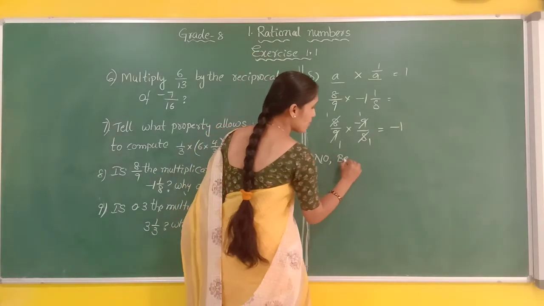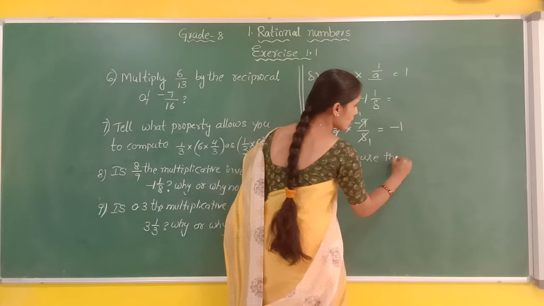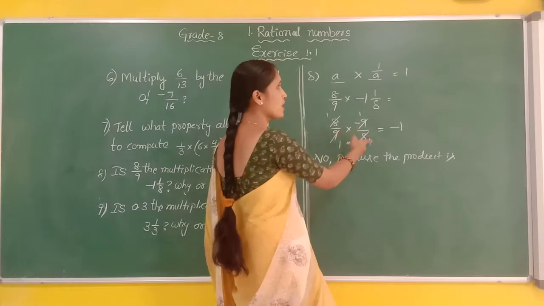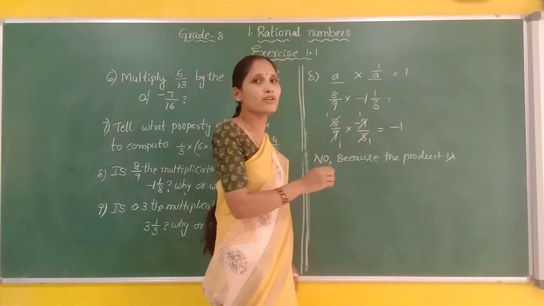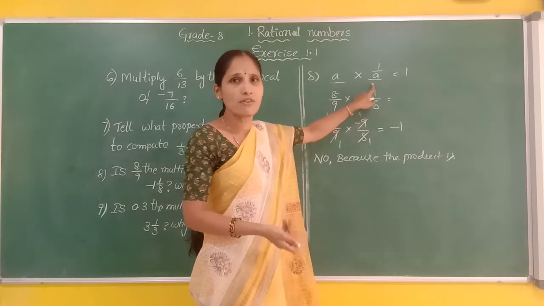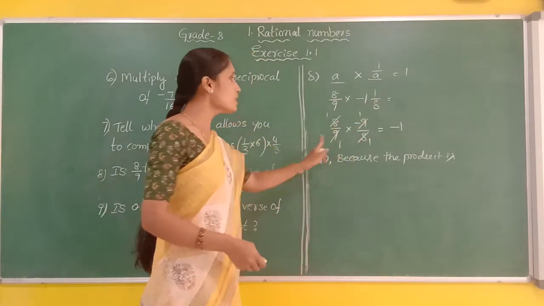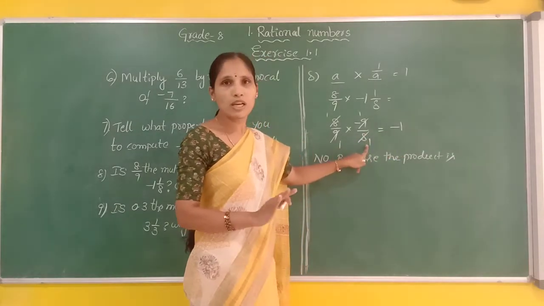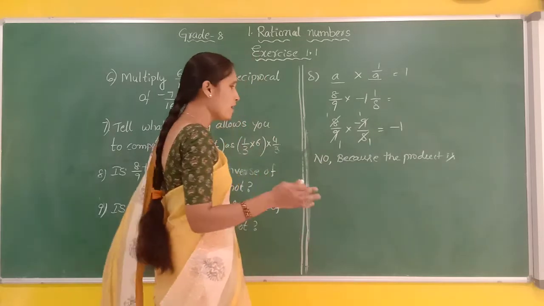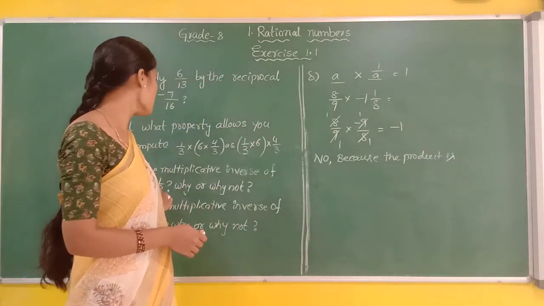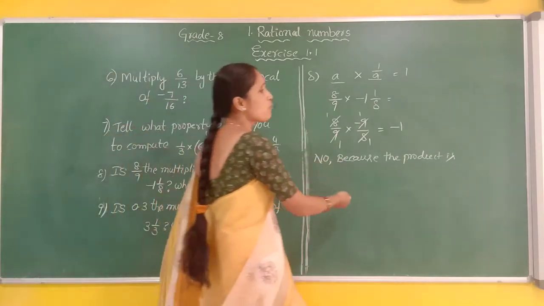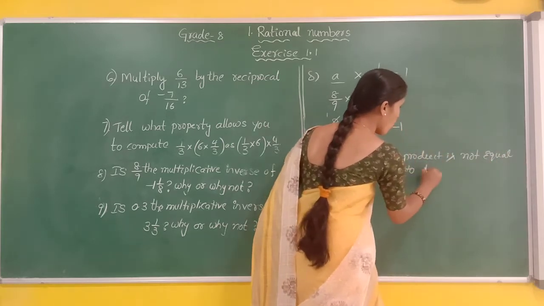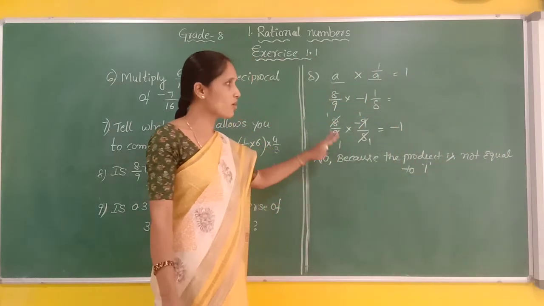What is the reason? Because the product is not equal to 1. If the product of two numbers is equal to 1, then only these two numbers are called multiplicative inverses of each other. Because here the product of the two numbers is equal to minus 1, these two numbers are not multiplicative inverses of each other. So here 8 by 9 is not the multiplicative inverse of minus 1 by 8. Did you understand this concept?